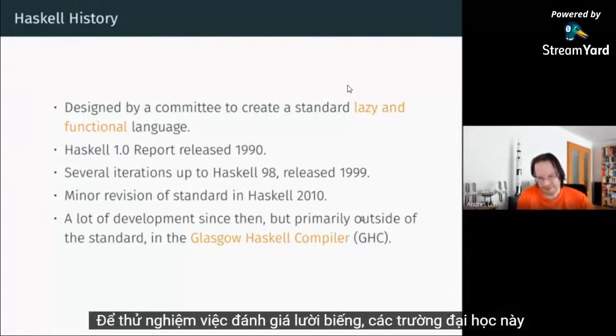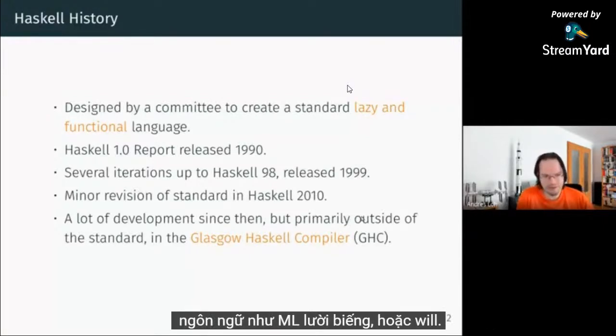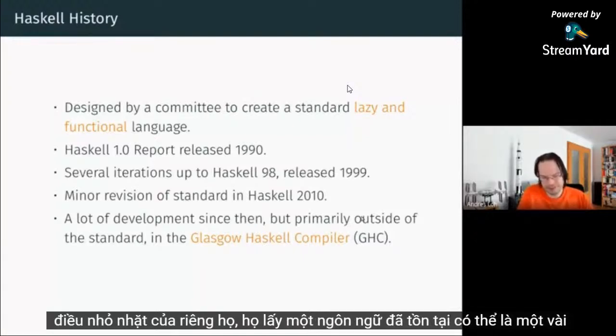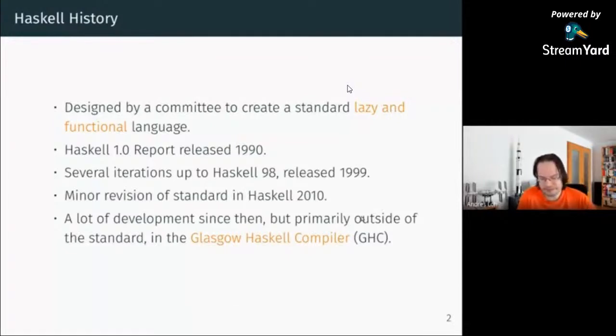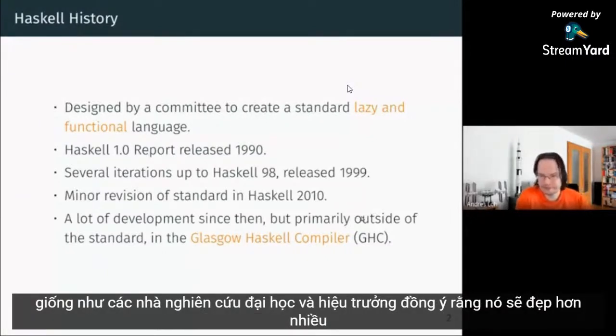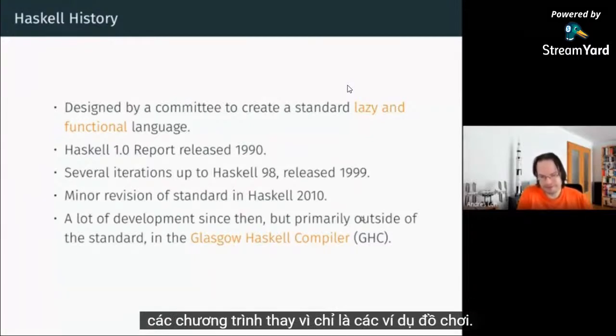In order to experiment with lazy evaluation, these universities developed their own systems. There were a number of these languages, like Lazy ML, Orwell, Gopher, and so on and so forth. Essentially every university that was interested adopted their own little thing. They took a language that already existed, made a couple of modifications, and started playing with it. That was not very nice because everybody had their own dialect, and the university researchers in principle agreed that it would be much nicer to agree on some common language that would also allow writing more real programs rather than just toy examples.